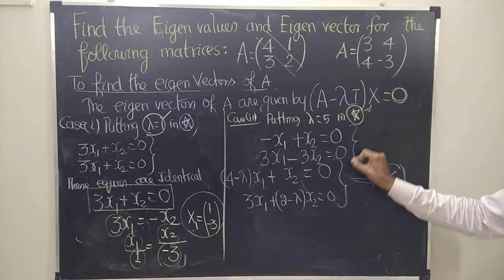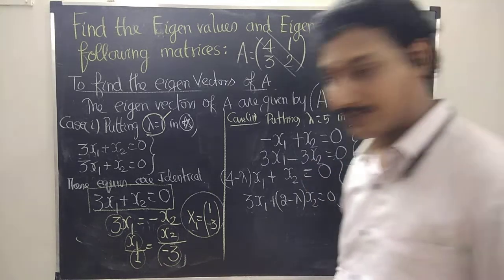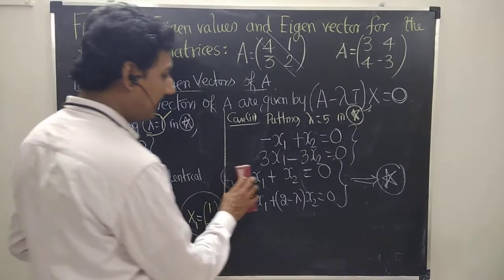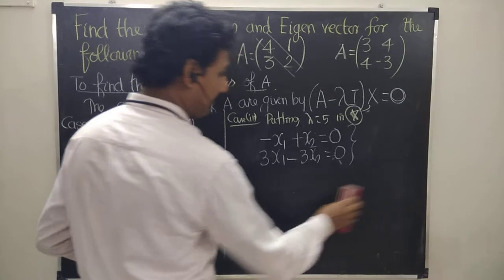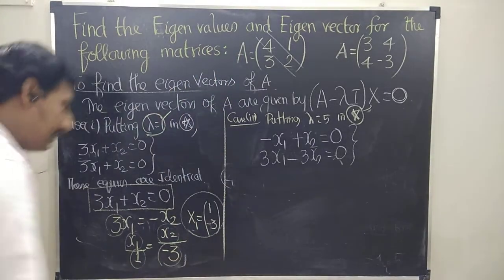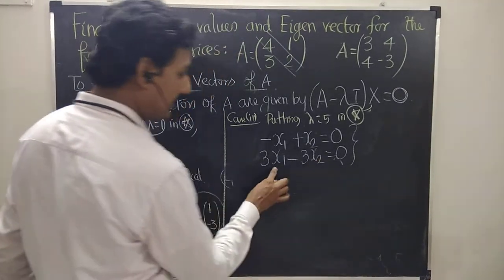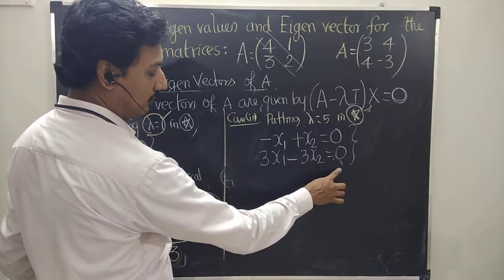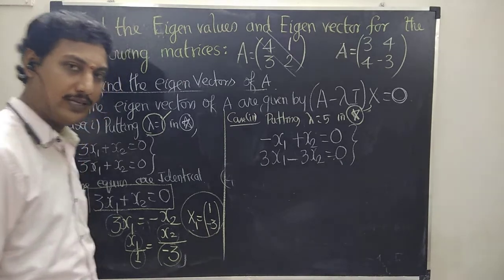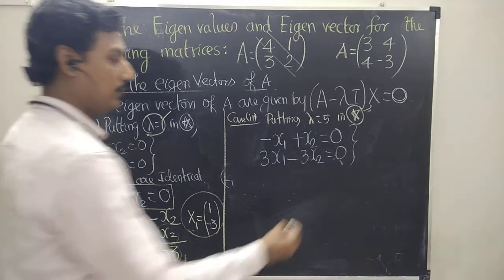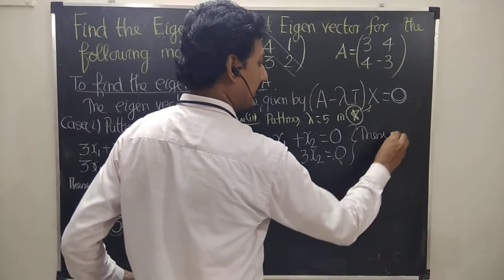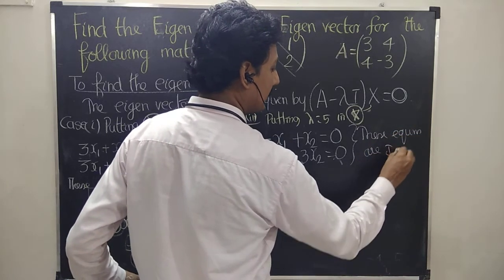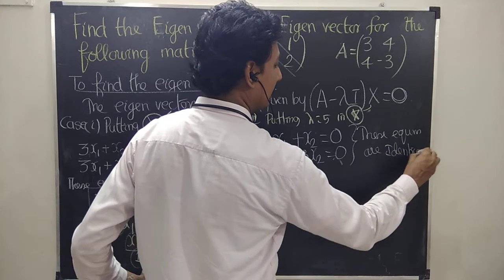I think these two equations are identical, isn't it? When I divide the second equation by minus 3, I am getting the first equation. When I divide this by 3, I get x1 minus x2 equal to 0. When I multiply this by a minus sign, we get x1 minus x2 equal to 0. So these equations are identical. Most probably in 2 by 2 matrices, the equations come out identical.